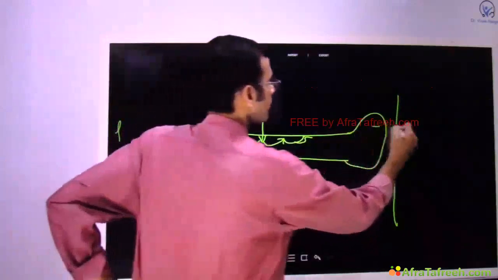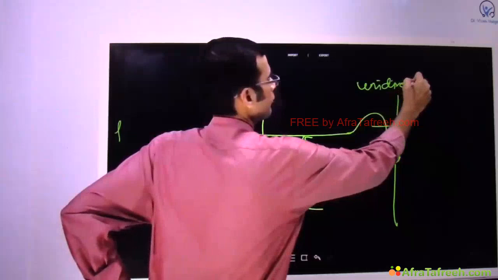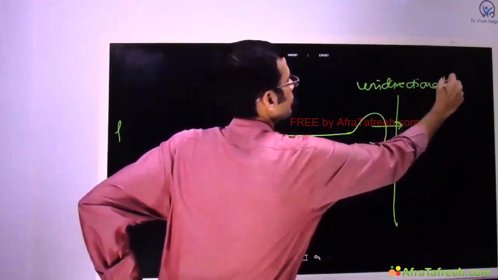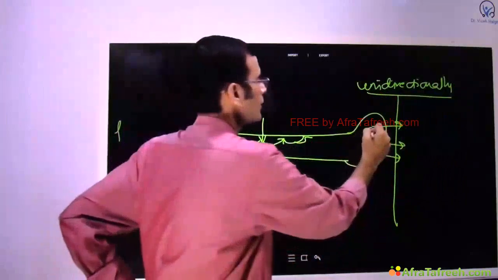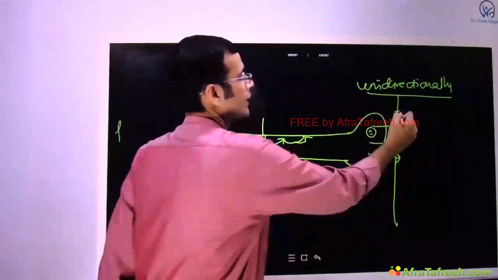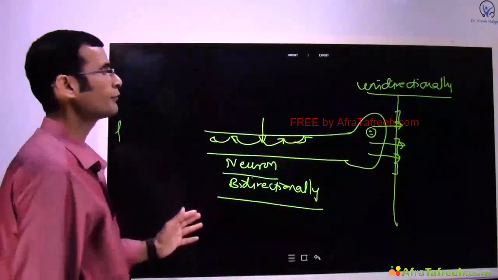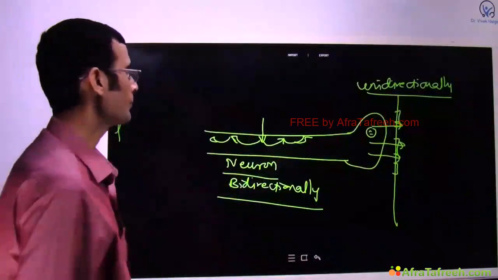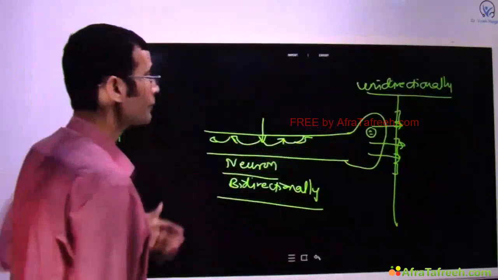But a synapse always conducts unidirectionally, from the presynaptic neuron to the postsynaptic neuron, always, because the neurotransmitter is located in the presynaptic terminal and its receptors are located on the postsynaptic membrane. So a synapse will always conduct unidirectionally. So bidirectional versus unidirectional. Next point.